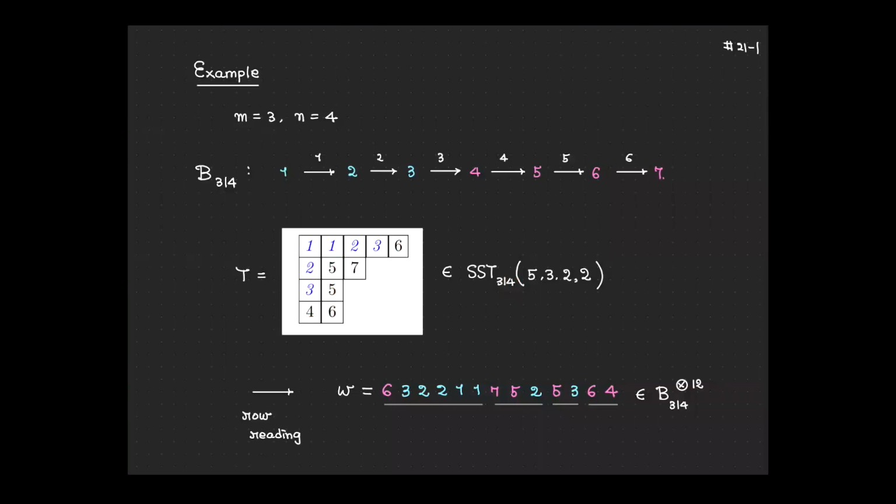And the crystal structure here is given by reading the entries of this tableau. In my case, I choose the row reading, so starting from the first row.